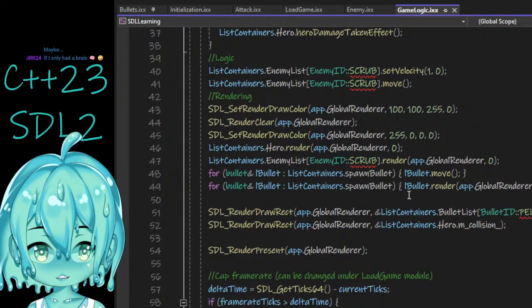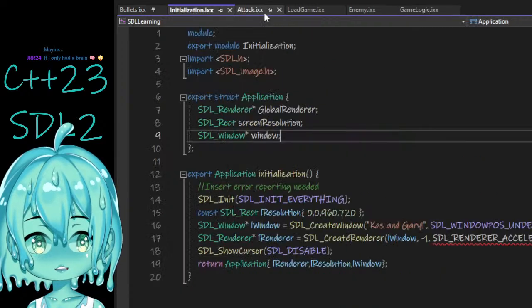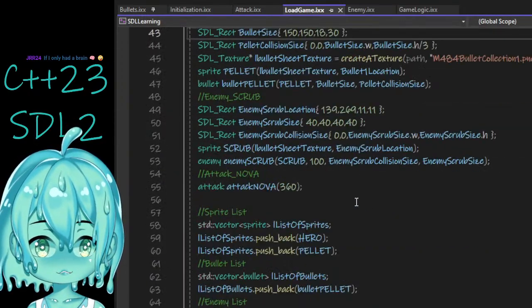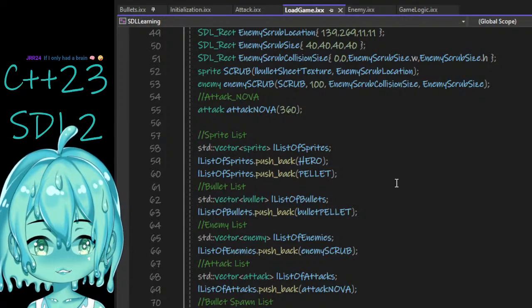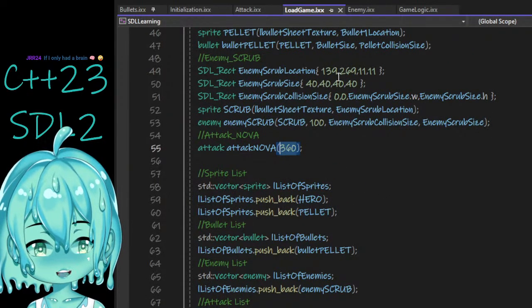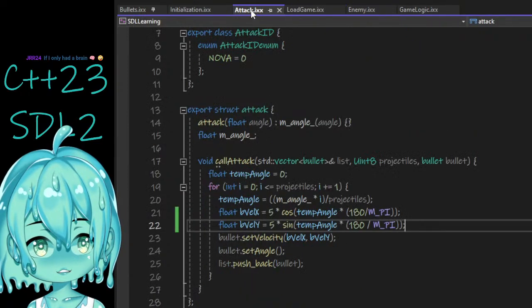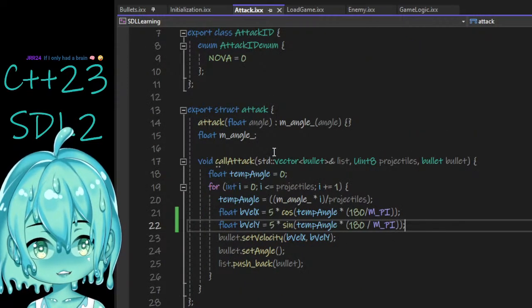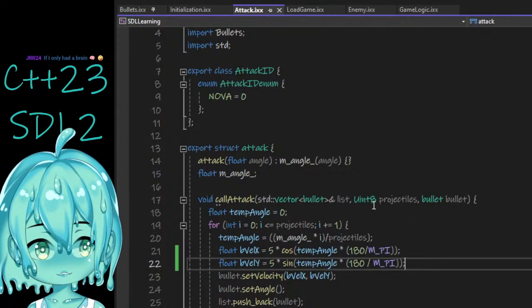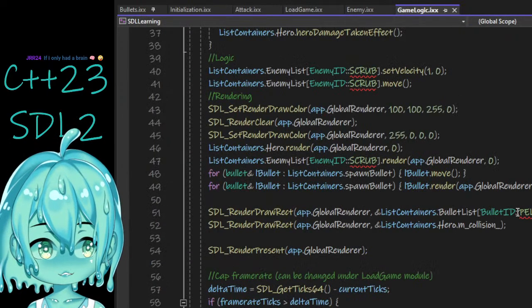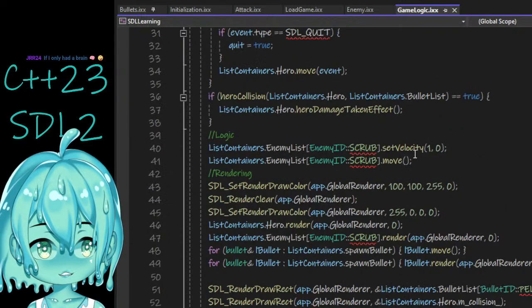Move, render. Oh, it would be under load game. Oh, that's right. Attack Nova 300. Oh no, that isn't right. That just creates the Nova attack, which is the degree angle we're going to be shooting from. Projectiles. Where am I getting projectiles from? Uint8 projectiles. Call attack. Okay, where am I calling the attack from?